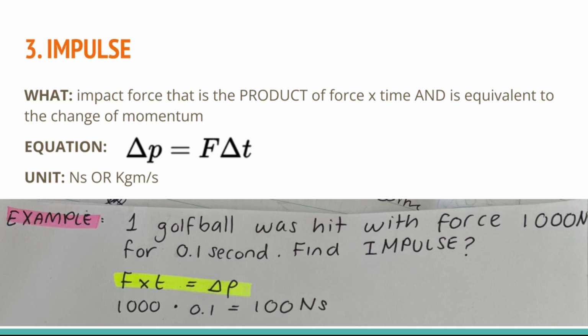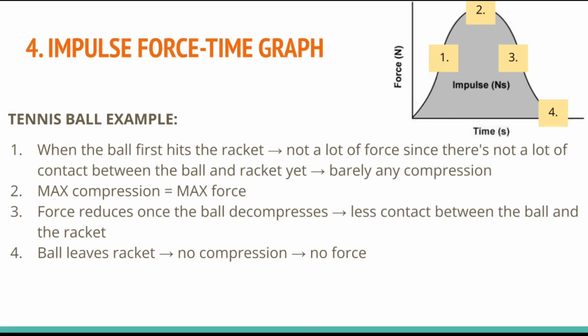So here's an example question, very simple. One golf ball was hit with a force of 1000 newtons for 0.1 seconds. Find the impulse. Force times time equals the change in momentum. So you do 1000 newtons multiplied by the time in seconds, so 0.1, which is equal to 100 newton second. Now onto the impulse force graph.